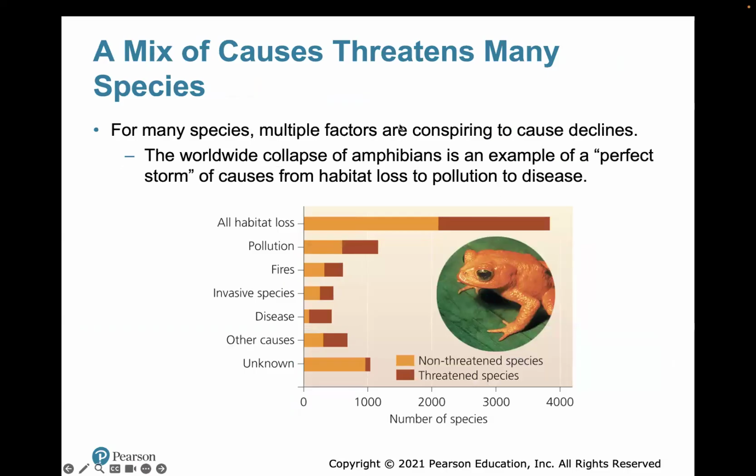For many species, there are multiple factors causing the decline, and amphibians are one example. This is a golden toad, one of at least 170 species of amphibians that have suddenly gone extinct in recent years. This happened due to drought, climate change, maybe disease, or habitat loss, which is the main reason for the decline. But most of it remains unexplained. Like I said, there are multiple factors that can cause it. Here, habitat loss and pollution. Habitat loss is the main one, but there are other unknown causes as well.